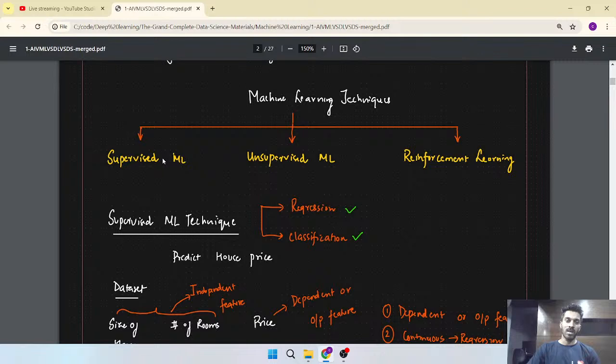And I have told you about the three types of machine learning also: supervised, unsupervised, and reinforcement learning. In supervised, our data is labeled; in unsupervised, the data is unlabeled. And reinforcement learning is basically based on penalty and reward. If a robot is doing a good job, then we give it a reward, and if it is not doing a good job, then we give a penalty to this robot.